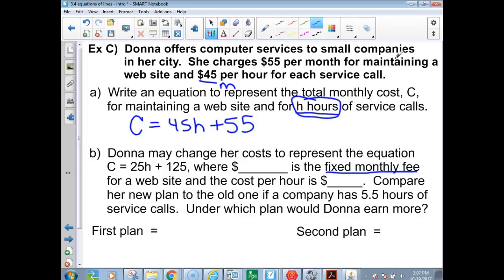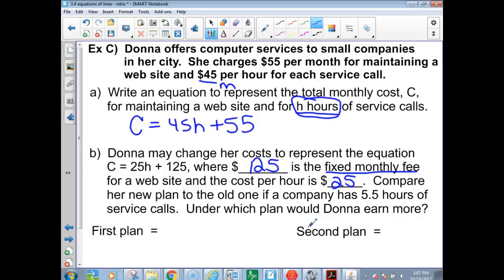Okay, think about this one up here. You're getting 45 an hour. That's how much you're charging per hour. That's the rate. 55 was the monthly fee. So now that we changed the equation, it's now got a $125 fixed monthly fee. If you were thinking that, good job. For the website, the cost per hour, the number that would multiply the hours, is the $25.